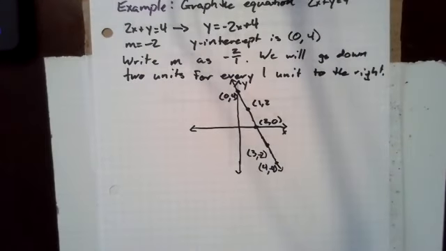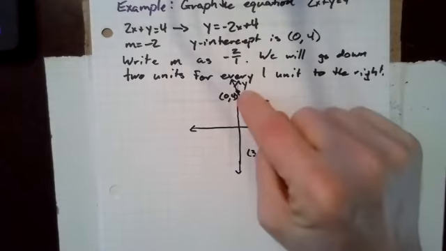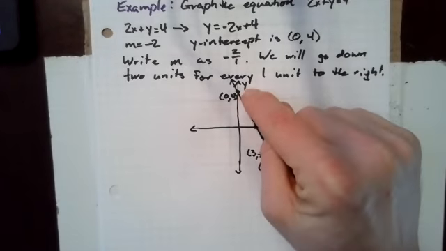For example, graph the equation 2x plus y equals 4. First, we solve for y to get y equals negative 2x plus 4. We see right away that our slope m is negative 2 and our y-intercept is (0, 4). We write m as negative 2 over 1, so we'll go down 2 units for every 1 unit to the right. We start with this y-intercept here, (0, 4).